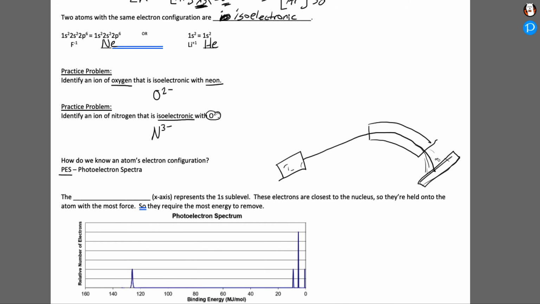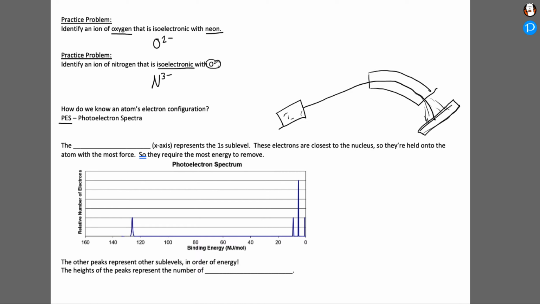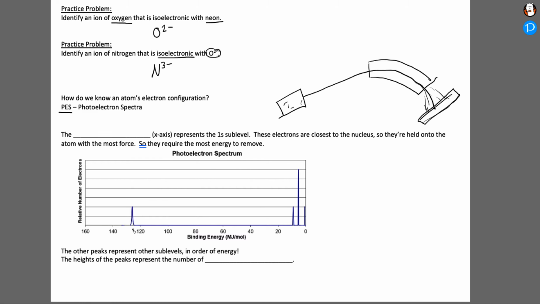And so as these particles pass through, what we get is kind of a readout for that, and that's what's shown right here. And if we look, we get some peaks at some different points on here. If we look at this graph, on the y-axis here we've got relative number of electrons, and on the x-axis we have something called binding energy. That's basically, we can think of the binding energy as how tightly held those electrons are. So the higher the binding energy, the more tightly those electrons are held onto.